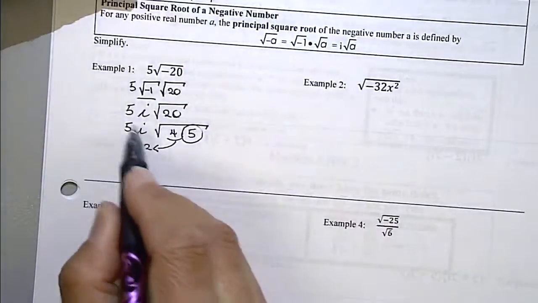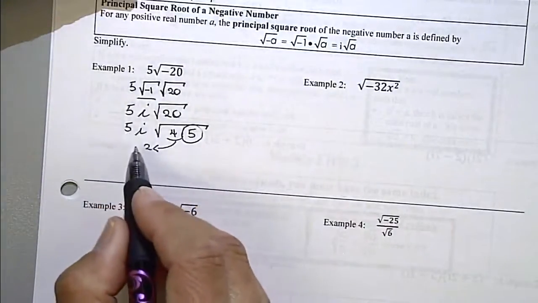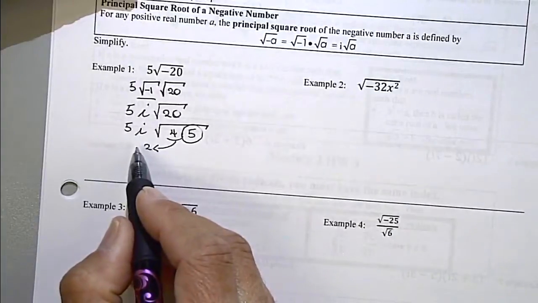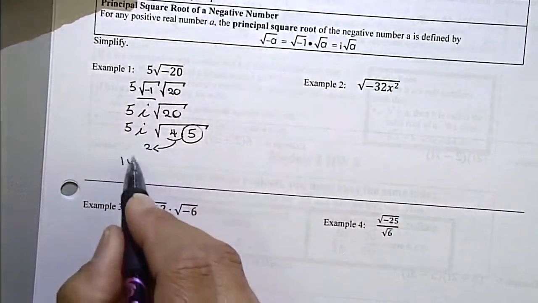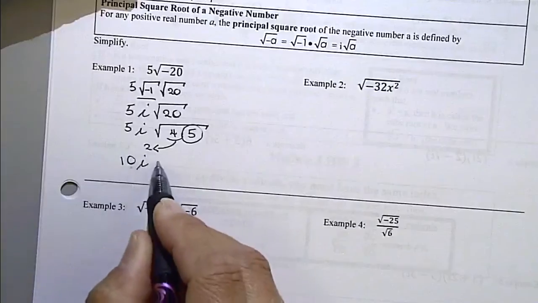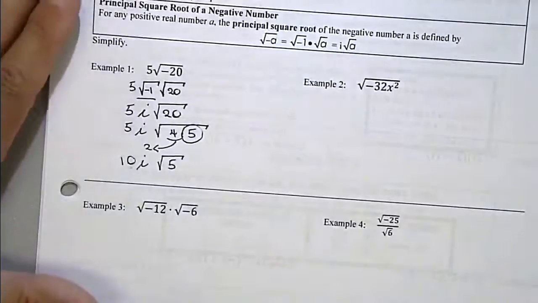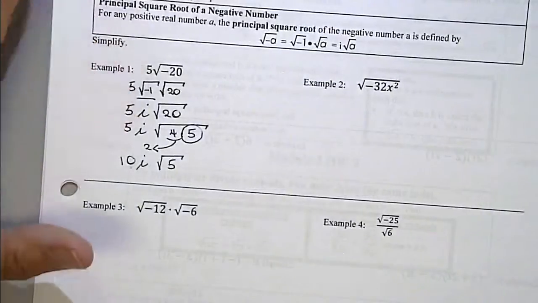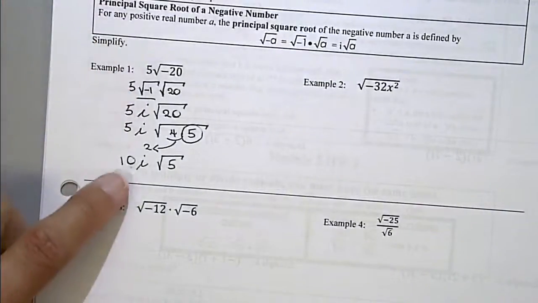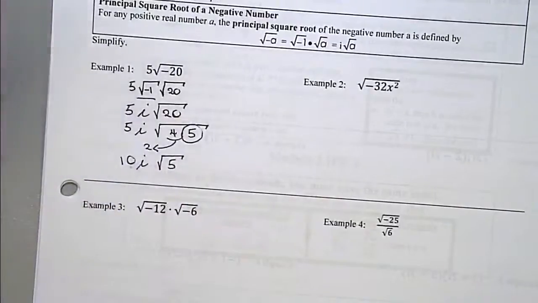Remember, everything that's out in front of this has to be multiplied times that term that I just pulled out. So I say 5 times 2. Well, that's 10. Don't forget i, right? What's left under the radical is 5. So how did I simplify 5 times the square root of -20? It's really 10i times the square root of 5.